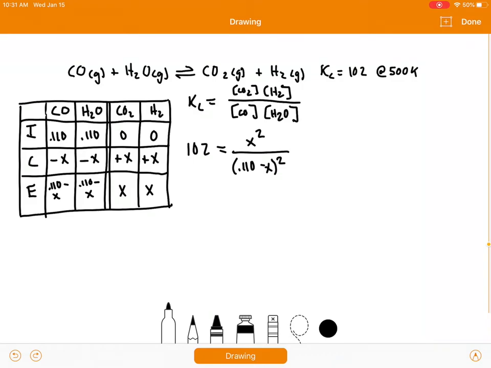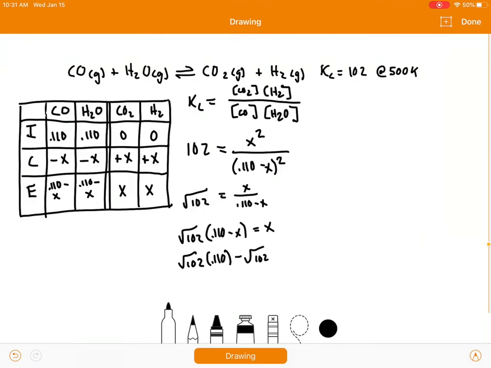So now, since both of those things are squared, you can just take the square root of both sides. So you'll end up with the square root of 102 is equal to x over 0.110 minus x. Move the 0.110 minus x to the other side, and you'll get square root of 102 times 0.110 minus x equals x. Distribute, you'll get square root of 102 times 0.110 minus square root of 102 times x is equal to x.